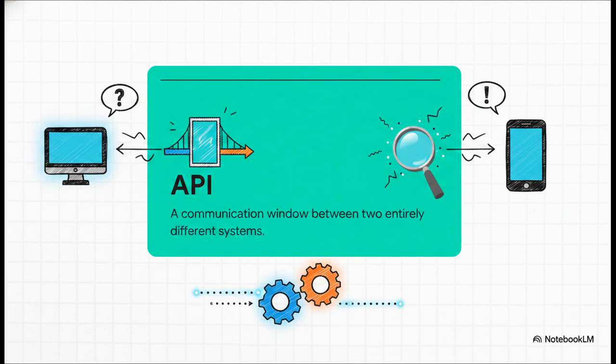Now, I know that sounds super technical and maybe a little intimidating, but actually, it's way simpler than it sounds. At its absolute core, an API is really just a communication window between two systems. It is a formalized, structured way for two totally different pieces of software to talk to each other, swap information, and ask each other for favors. It's essentially the ultimate digital translator.